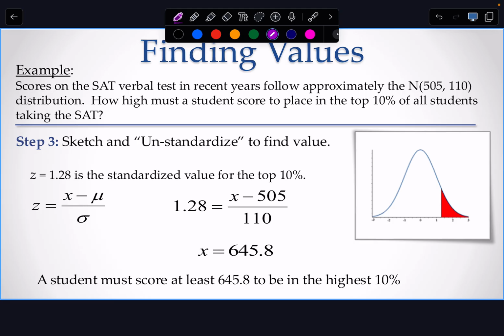And then this time when I use my z-score formula, I have the z-score. I plug the 1.28 in for z, 505 in for the mean, 110 in for the standard deviation. And then we just multiply the 110, add the 505, and we get our cutoff score. So a student must score at least a 645.8 to be in the highest 10% of all scores.